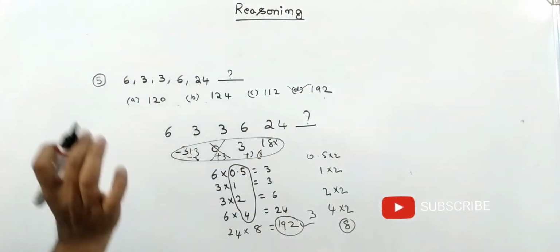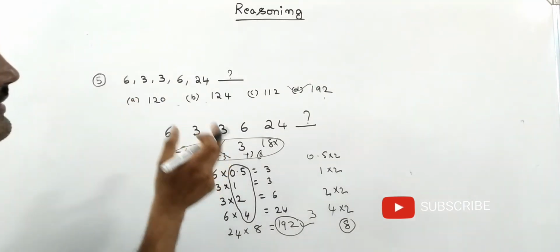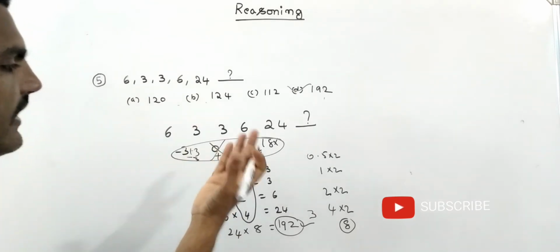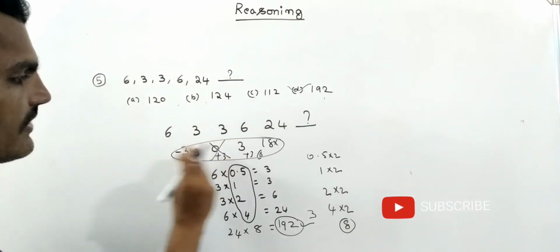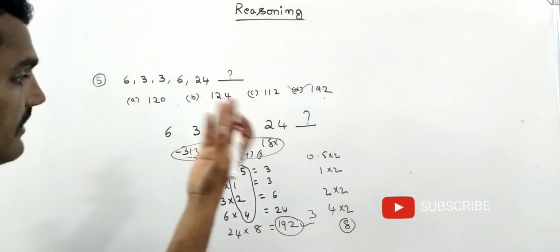See friends, we have to check the difference between the numbers. Then we will understand what is there. Either it is a multiplication or addition or subtraction, maybe division. Here there is no chance of addition and subtraction. No chance for division also.